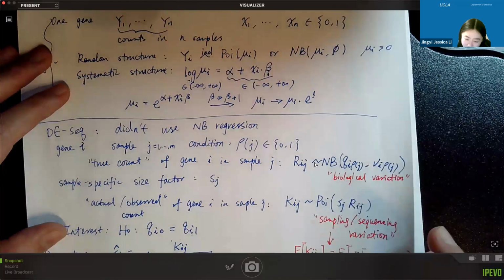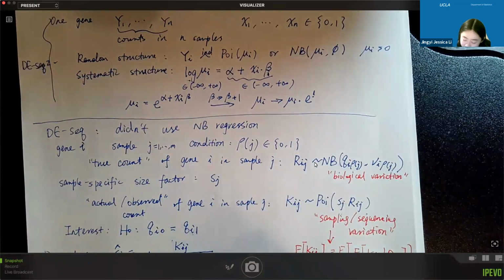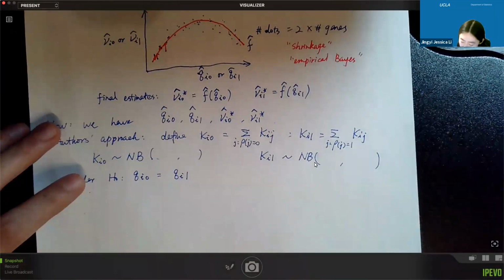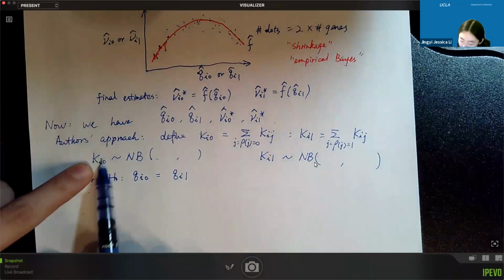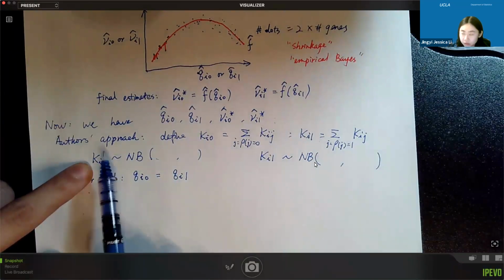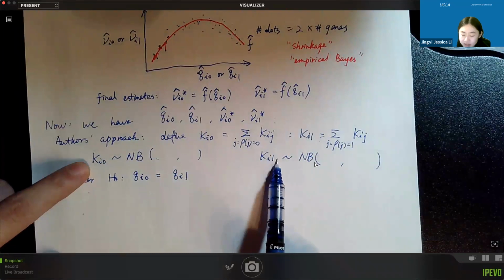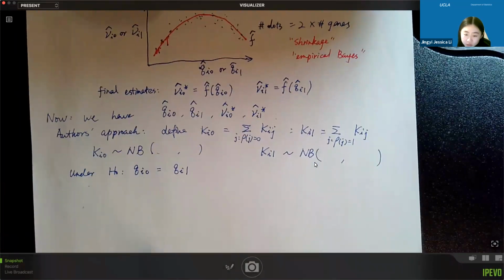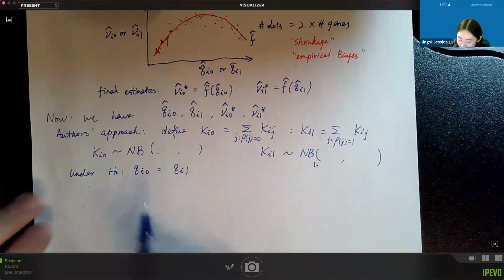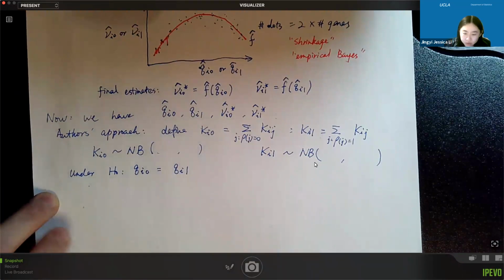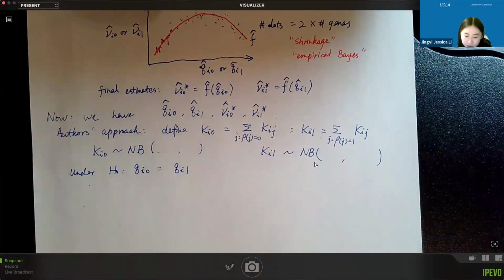So they are going to evaluate the probability that, given this being true, we observe Ki0 equals the number we observe and Ki1 equals the number we observe. They're just going to calculate the probability for that. So here is what they define as the p-value. Let me give you that p-value first and let's revisit it.